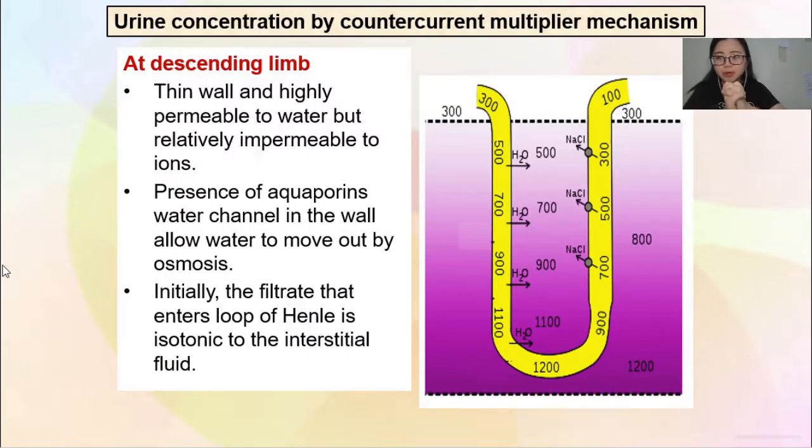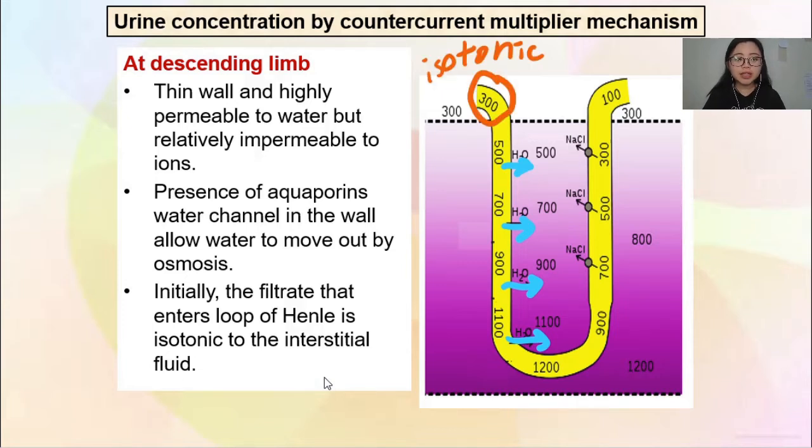Okay, let's begin. So we're gonna begin at the thin descending limb. Thin descending limb has thin wall and it's highly permeable to water but relatively impermeable to ions. The presence of aquaporin water channel in the wall allows water to move out by osmosis. Initially, the filtrate that enters the loop of Henle is isotonic to the interstitial fluid. So sebelum dia masuk tu, dia adalah isotonic kepada tisu-tisu di sekeliling dia.